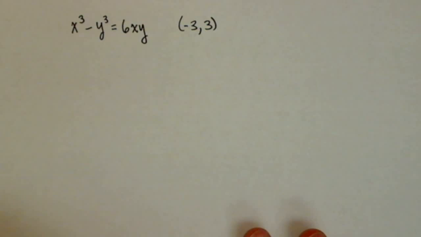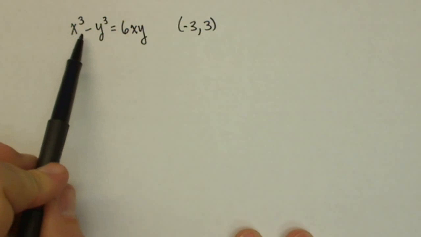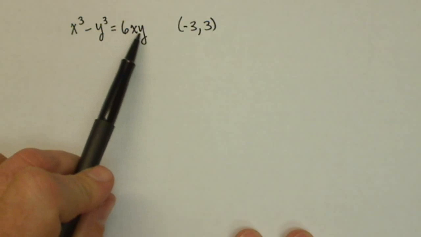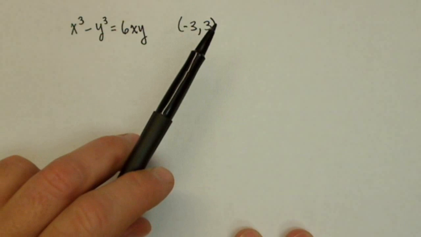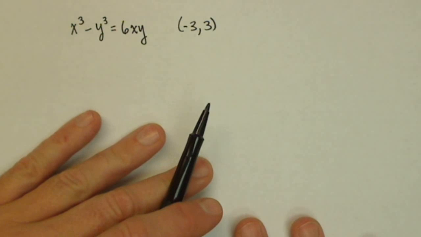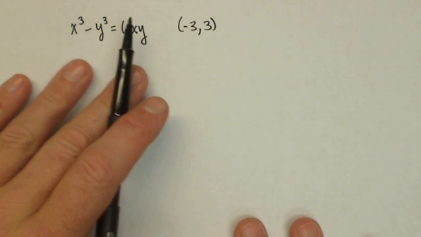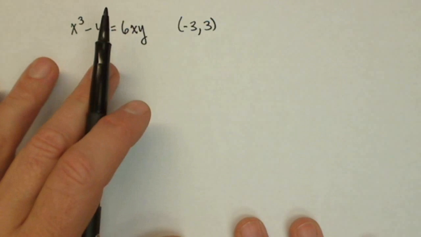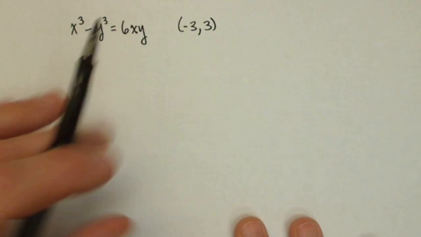In this video, we're going to find the slope of the tangent line to the function x cubed minus y cubed equals 6xy at the point (-3, 3). So this is going to involve implicit differentiation. I'm going to show you a notation that I like that I think is a little shorthand for solving these.